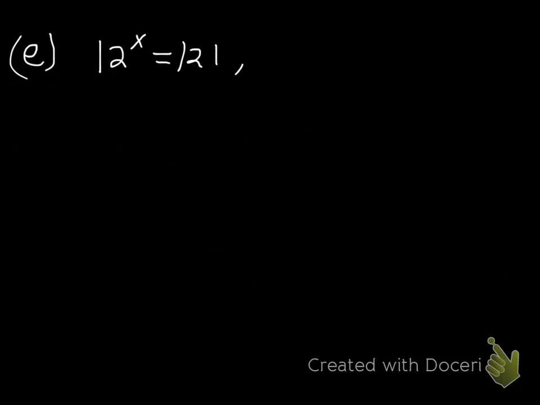Alright, 12 to the x equals 121. Don't have the same bases. 121 is 11 squared. Okay, still don't have the same bases. One's 12, one's 11. We can try to break 12 down, but we can break it down into 3 times 4, 2 times 6, or 2 times 2 times 3. None of those are close to 11. So we're stuck right here. There's nothing more we can do.